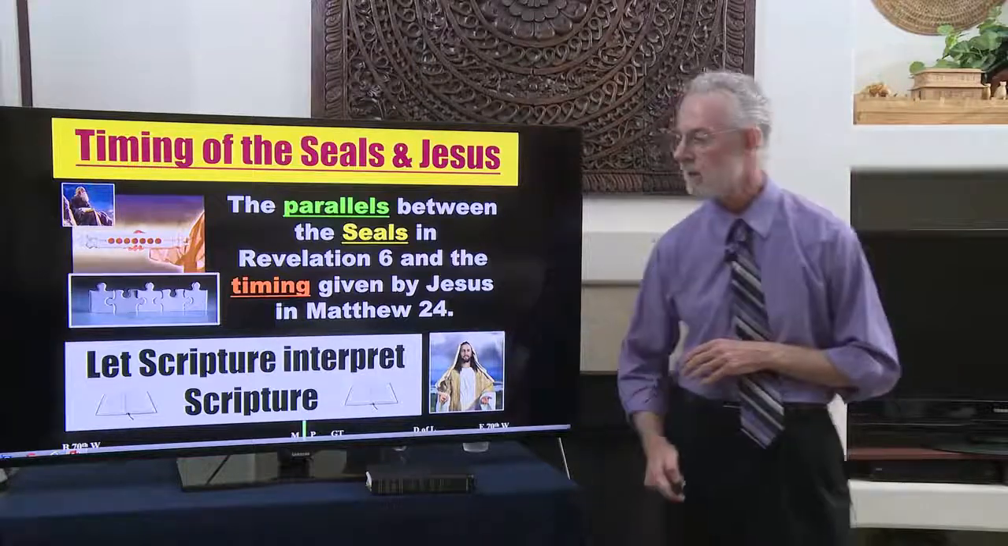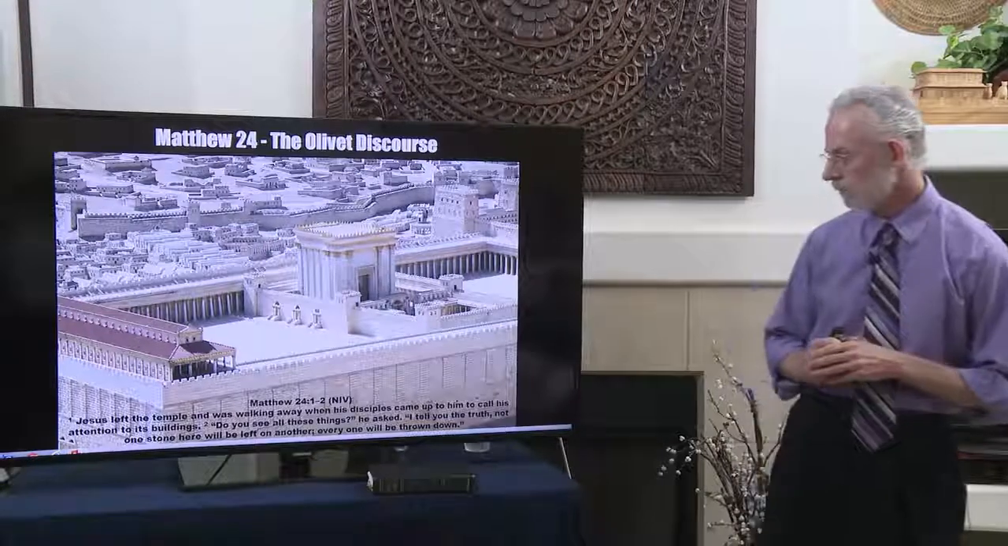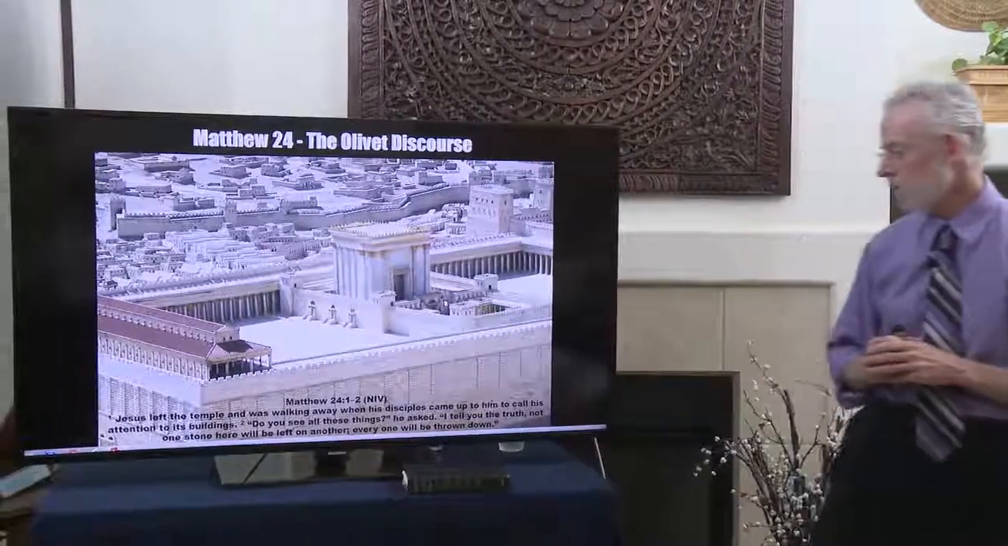It all goes together like pieces of a puzzle. So we're going to Matthew 24. This is the Olivet Discourse. And we're told that when Jesus left the temple, he was walking away.